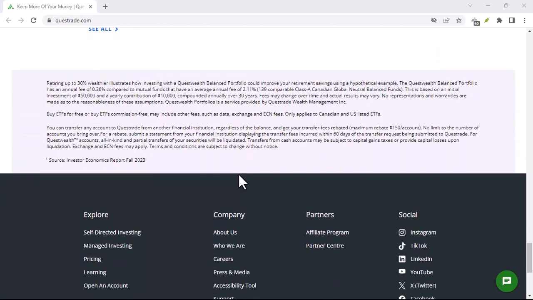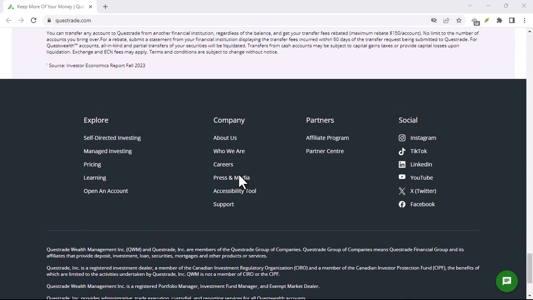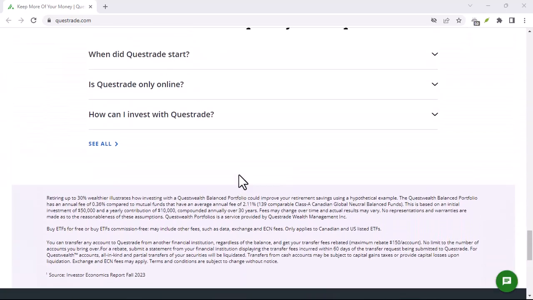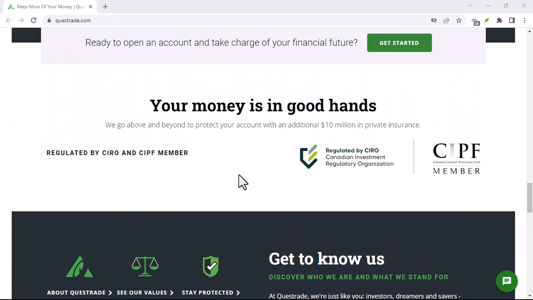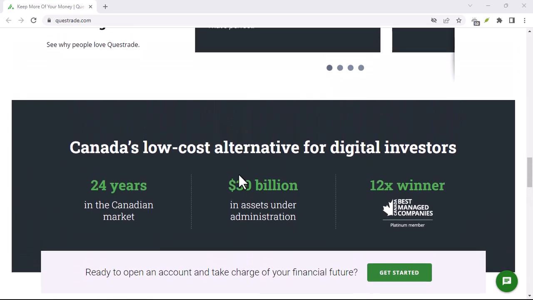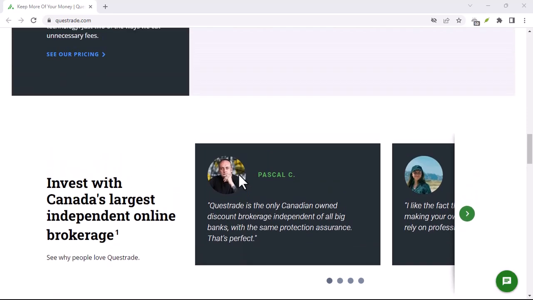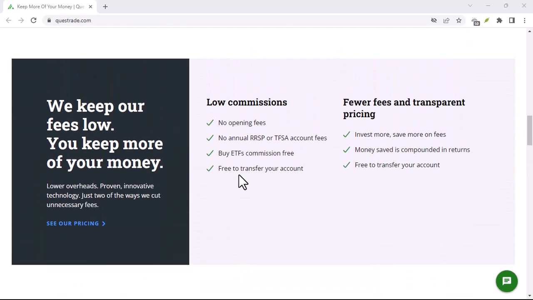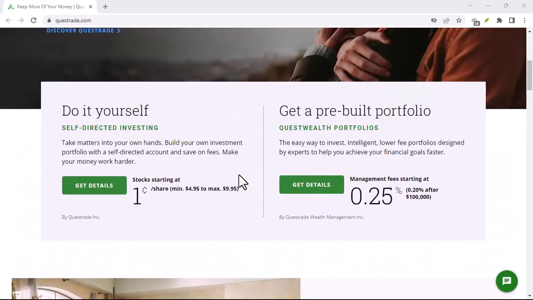Maintenance margin, Questrade requires you to maintain a minimum equity value in your account relative to the amount you borrow. If the value of your holdings falls below this threshold, you'll get a margin call, forcing you to deposit more funds or sell some of your assets. Margin trading can magnify your gains, but it can also magnify your losses. Only consider this option if you fully understand the risks involved and have a solid trading strategy.